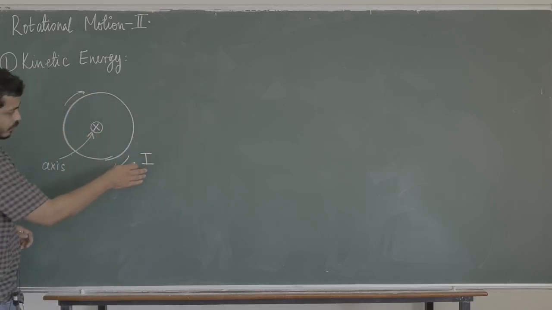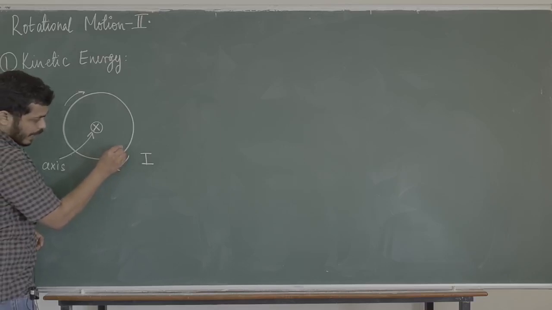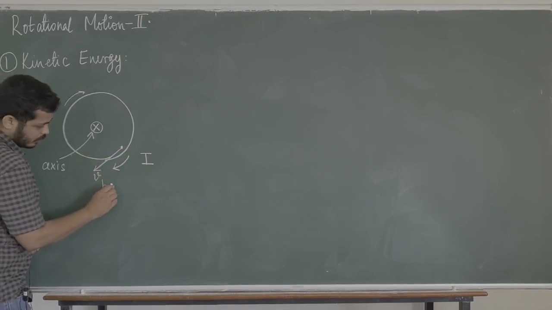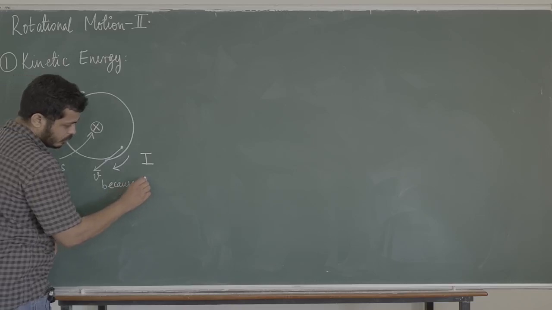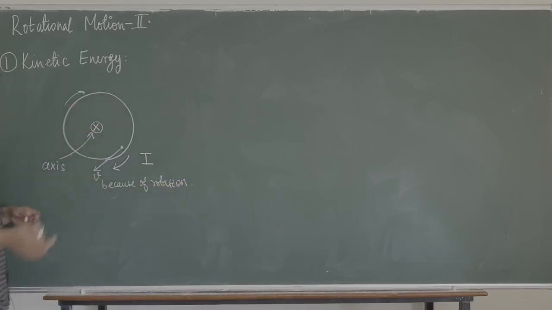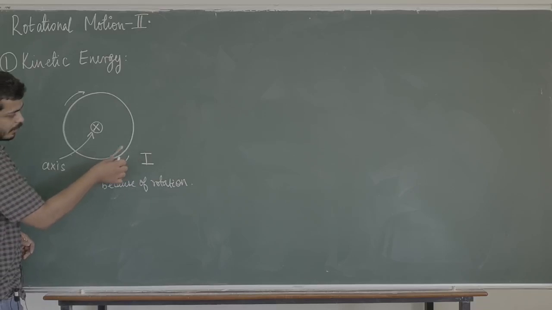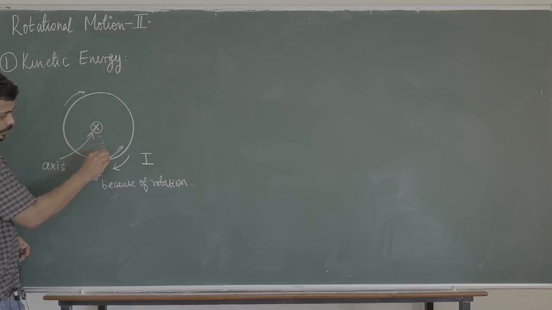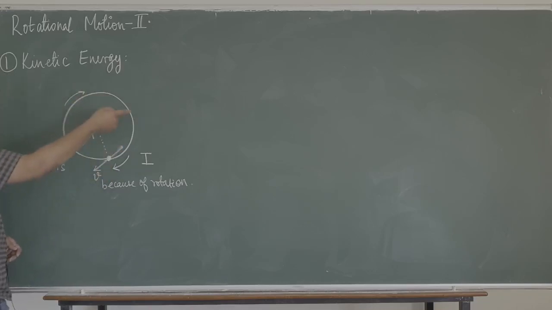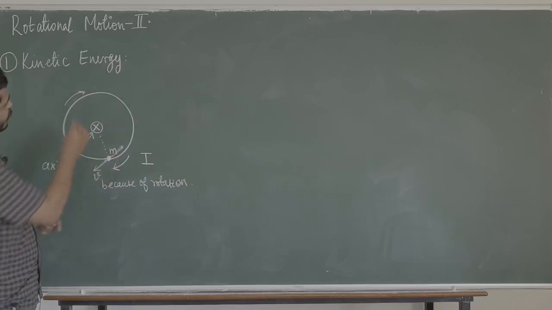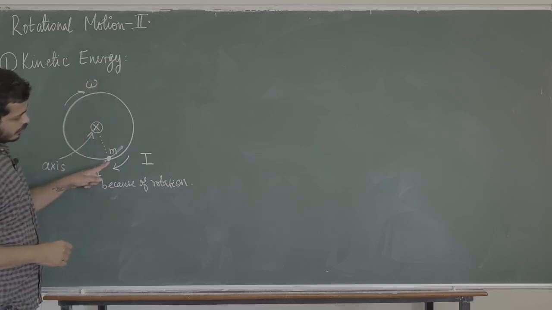Now, because of this kind of rotation, every particle in this object, as you already know, has some velocity which is because of rotation. To discuss this in a way that you can easily understand, let us assume that this thing is not a disk, but just a single particle. There is only a single particle, and the particle is rotating. Let us say the mass of the particle is m. If the angular velocity is omega, what is the velocity of this particle?